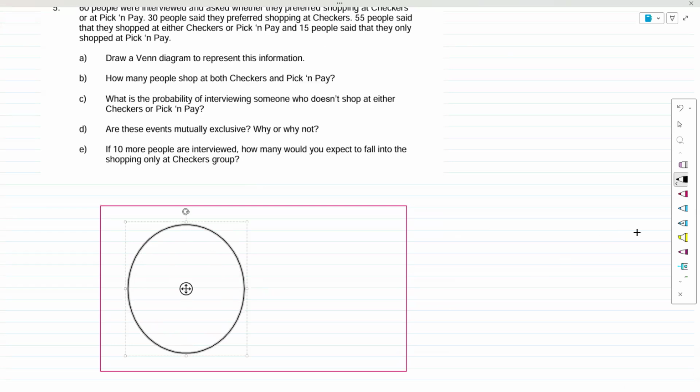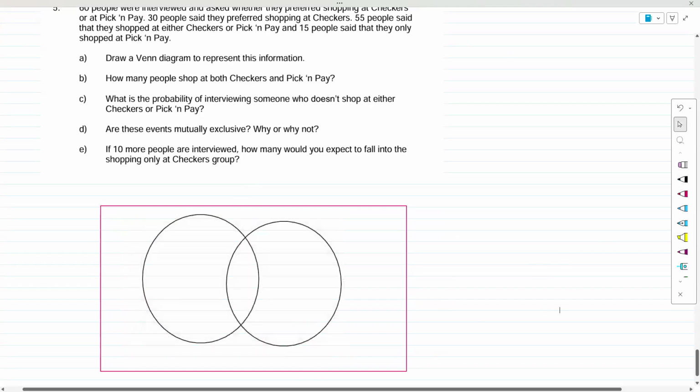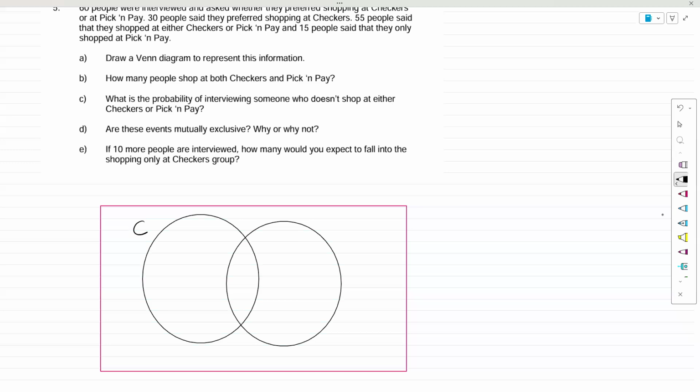If we draw a Venn diagram, okay. That's right there. Okay, cool. My circles are not very straight, circular, but that's Checkers, that's Pick and Pay. 60 people were asked whether they like it, and what they said. 15 people said they only shopped at Pick and Pay. So 15 shopped at Pick and Pay. 30 people said they preferred shopping at Checkers. So 30 people were at Checkers.